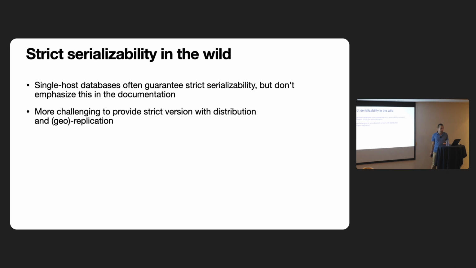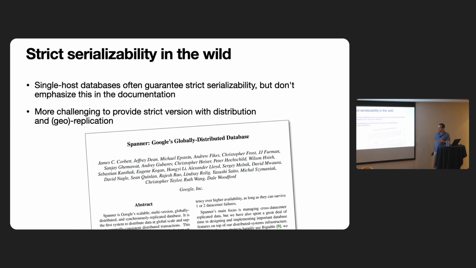For a single-node database it's not a big surprise, but it's more challenging to provide the strict version with distribution and replication, especially geo-replication. So vendors that manage to achieve this shout about it quite loudly. By far the most famous paper in this space is Spanner, a system from 10 years ago by Google, where they said, we get strict serializability in a very challenging setting.